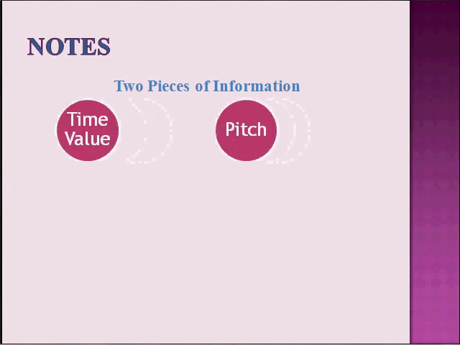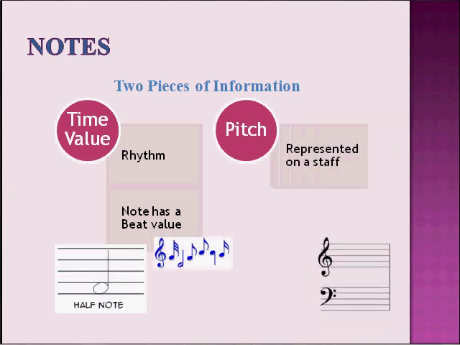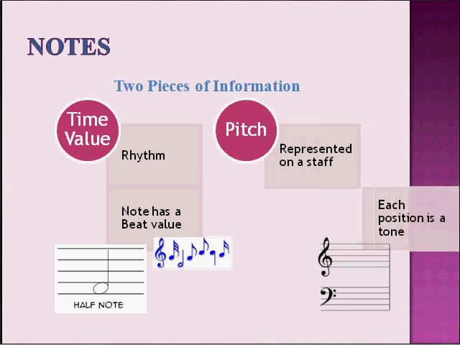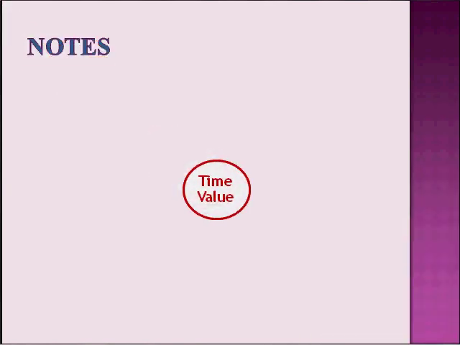So let's talk about these two pieces of the notes information. Time value obviously talks about rhythm and the notes which have beat value. Each of these symbols gives us some value in time. In pitch, it's represented on the staff again, and each note or line or position has a tone associated with it. When we talk about time value, we're really talking about the beat.